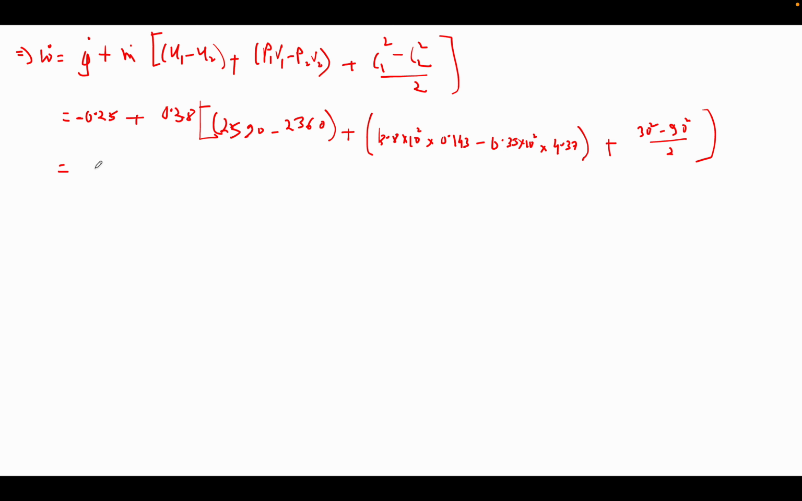So I'll put all these values in, and you'll get minus 3325.6 kilowatt. I'm sorry, it will be kilowatt, minus 3325.6 kilowatt. This will be the answer. This will be the power developed by the turbine.